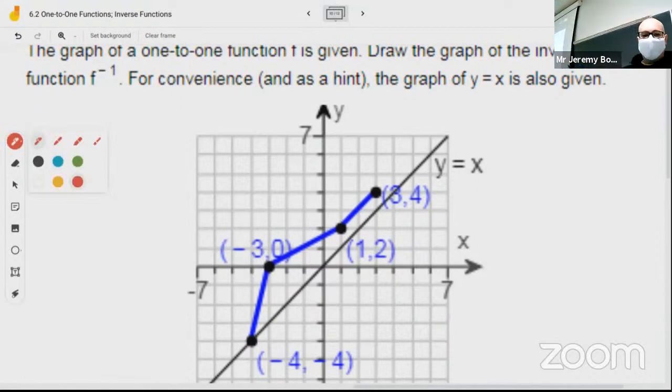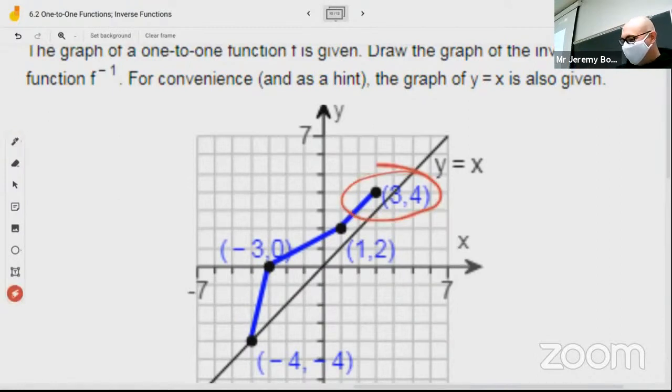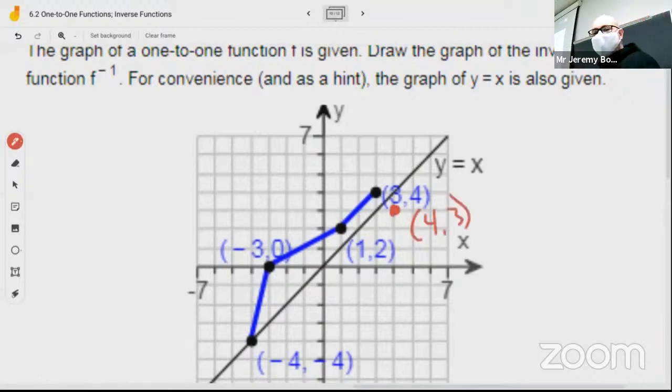If I remember how to do that. Switch the y's and x's. So let's start up here. This one has the point 3, 4. So the inverse will have the point what? 4, 3. So 1, 2, 3, 4. 1, 2, 3. That's right here. 4, 3. The original function had 1, 2. So the inverse is going to have what? 2, 1. Kind of in the way here.